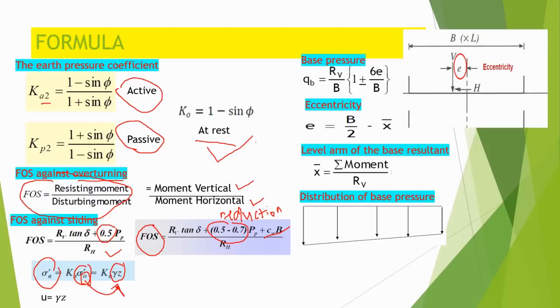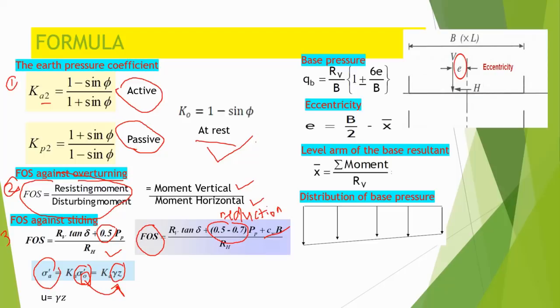If due to the hydrostatic, yang ada water. Kalau ada water, aku kena buat apa? Kena ialah di formula dia. Hydrostatic pressure dia ialah gamma z, unit weight times the depth. And then, ni 1, ni 2, ni 3, and ni 4.